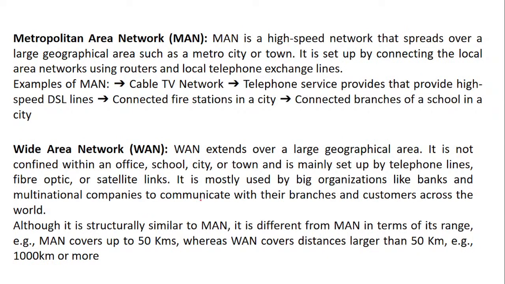Next is the Metropolitan area network, which is a high-speed network that spreads over a large geographical area, such as a metro city or town. It is set up by connecting local area networks using routers and local telephone exchange lines. Examples, if you want to know: a cable TV network, a telephone service providing high speed, connected fire stations, or connected branches of a school in one city, with a little bit of geographical extent, can be done with the help of MAN, that is, Metropolitan area network.